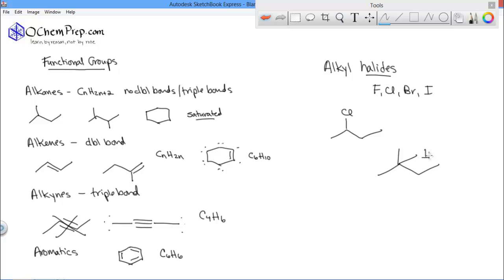Or this would be an alkyl halide. We will use these when we get into substitution reactions. Okay, so those are the functional groups that don't include oxygen. And so the next page will be functional groups that do include oxygen.